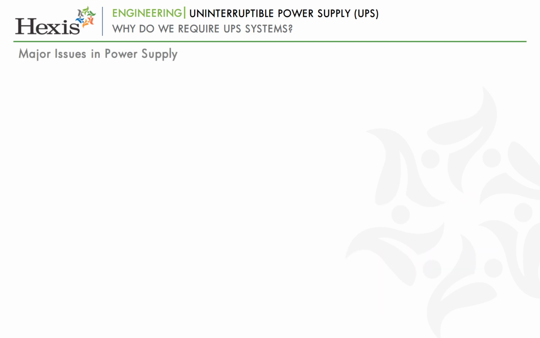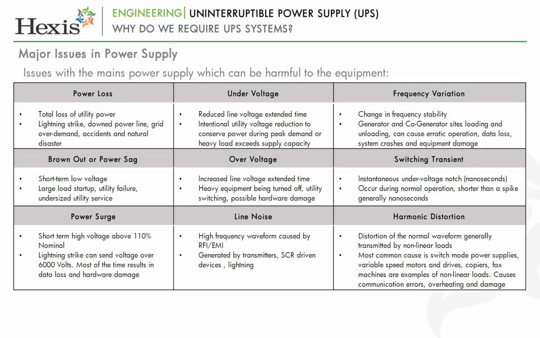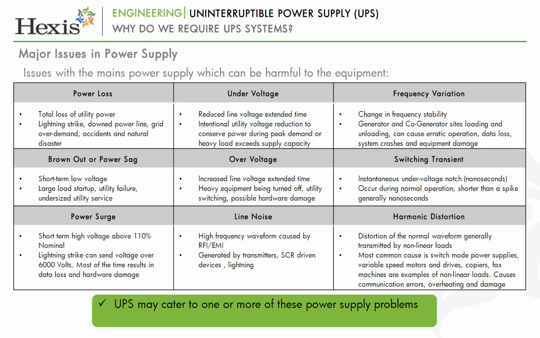Apart from protecting the loads from power interruptions, there can be other issues with the mains power supply which can be harmful to the equipment. The table displayed on screen gives an overview on various issues with main power supply. Depending on the type of UPS system, UPS may cater to one or more of these power supply problems. Regardless of these issues, the main purpose of UPS here is to ensure continuity of power.